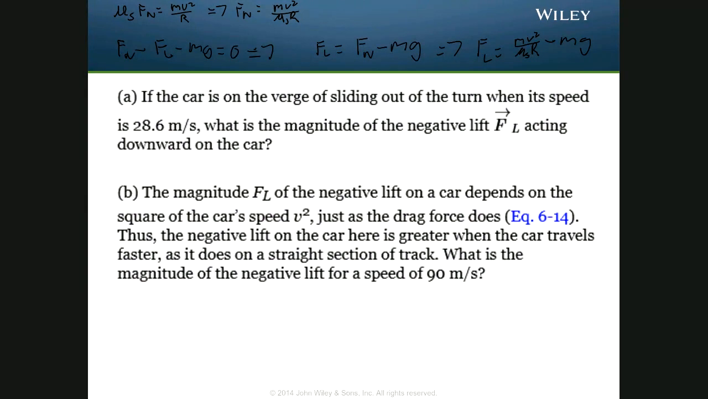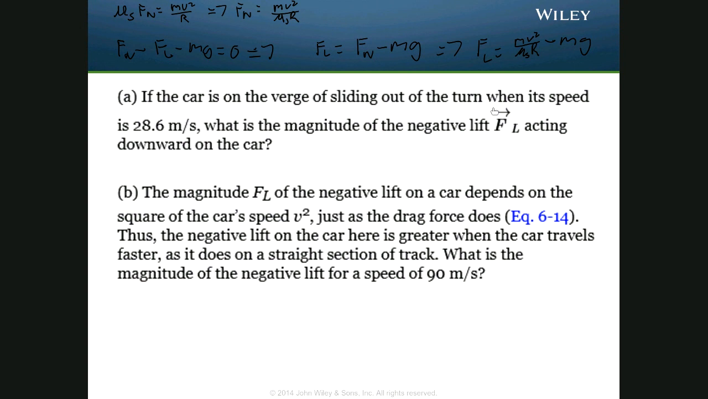All right, so we now have an equation for the lift. But now what I want you to work on, this is one of those things where you have to pull stuff out of your hat. If you look here, the magnitude FL of the negative lift on a car depends on the square of the car's speed. We can see that directly right here. We just derived this expression.